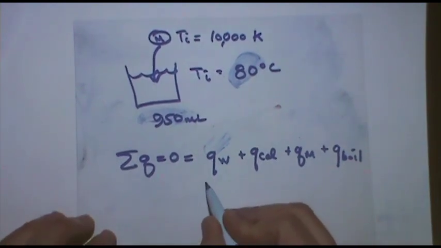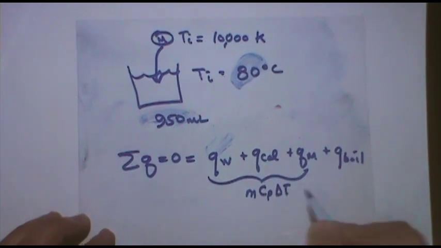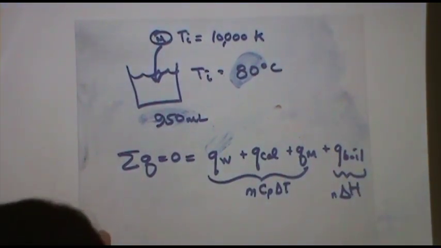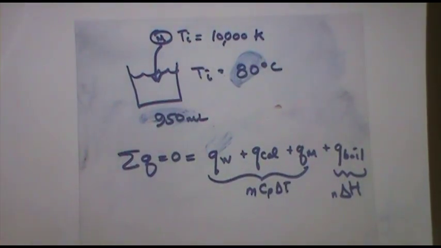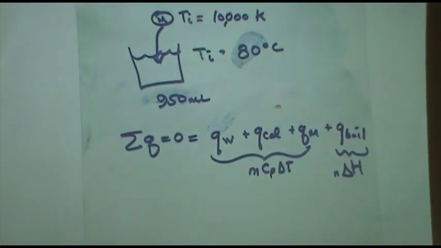All three of these terms will be an mCp delta T. This term will be an n delta H term. Anything that has to do with enthalpy, which would be a phase change, a reaction, or a delta H of solution, are the three categories you should see in Chem 2B. All right, let's talk about the four different terms.